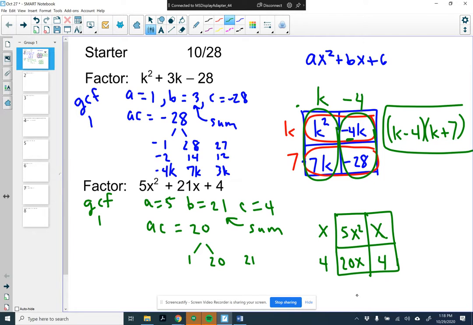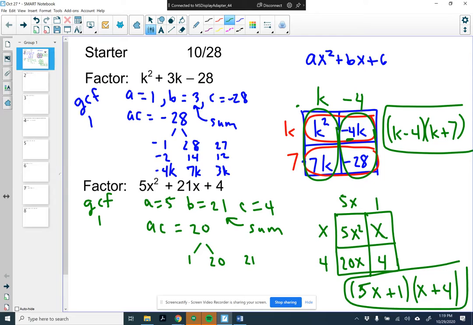Okay, first column. Greatest common factor for 5x squared and 20x is 5x. Greatest common factor for x and 4 is 1. And we have our factorization. 5x plus 1 times x plus 4. And we've got our answer.